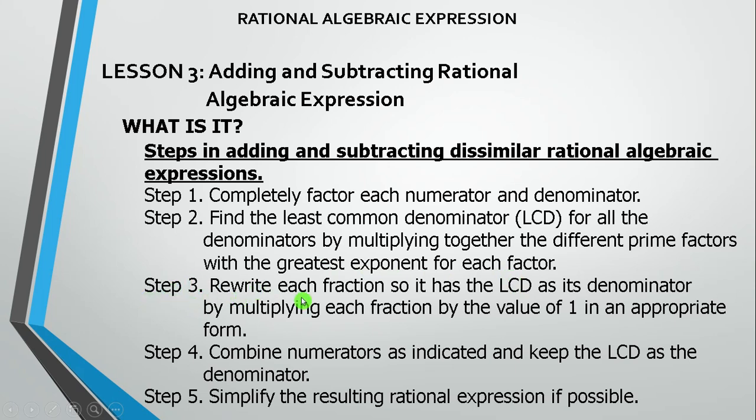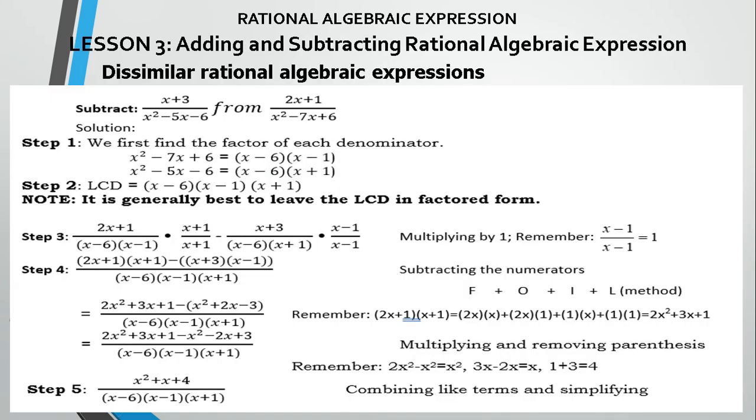Then step 3, rewrite each fraction so it has the LCD as its denominator by multiplying the fraction by the value of 1 in an appropriate form. Then for step 4, combine numerators as indicated and keep the LCD as the denominator. And step 5, simplify the resulting rational expression if possible. So we have here the example.